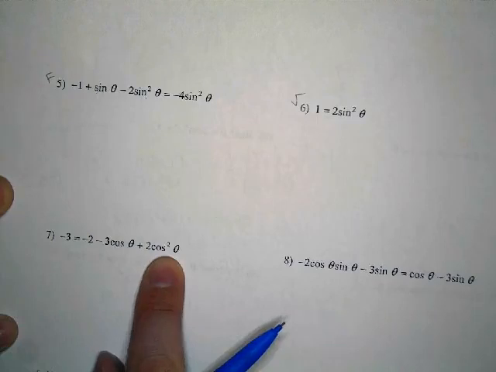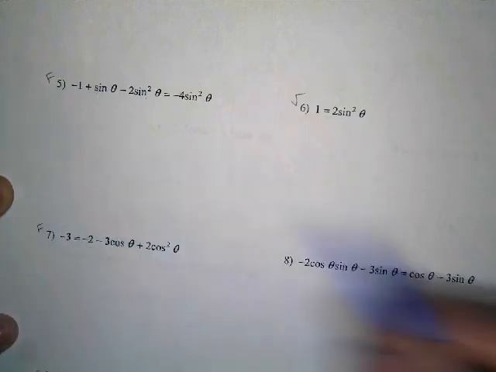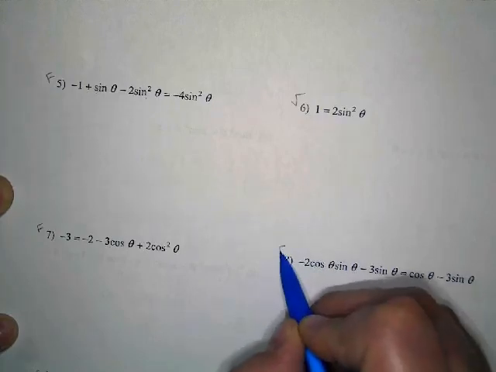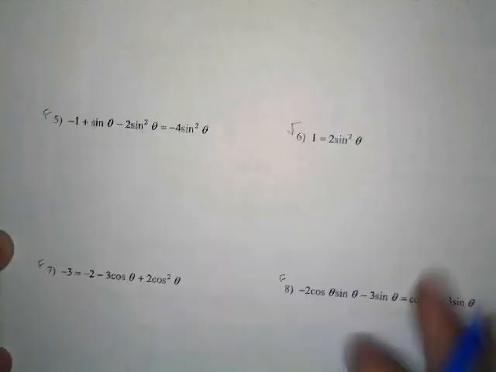So if it only has a square, something squared, sine squared, cos squared, tan squared, if it only has a squared, that's when you take a square root. If it's got a combination of anything, that's when you factor. Okay?